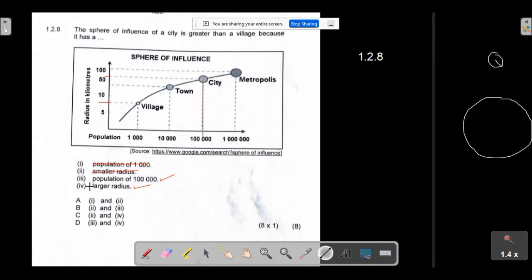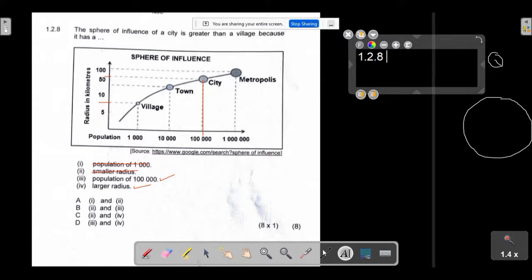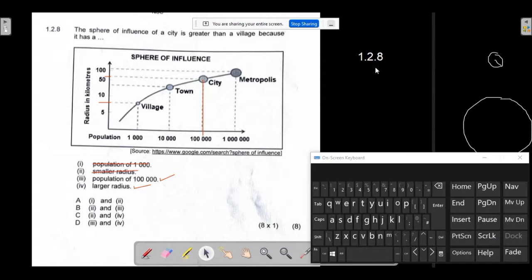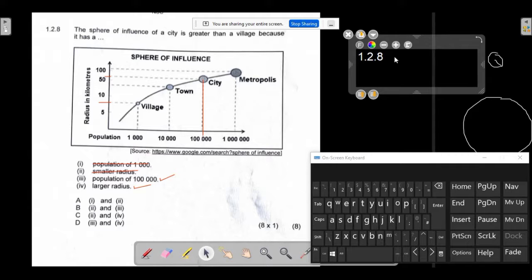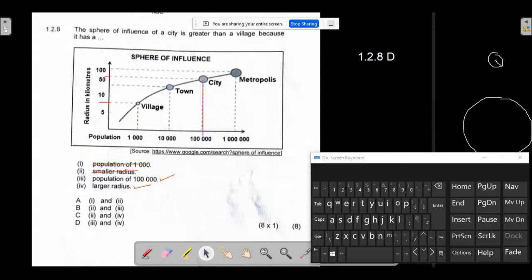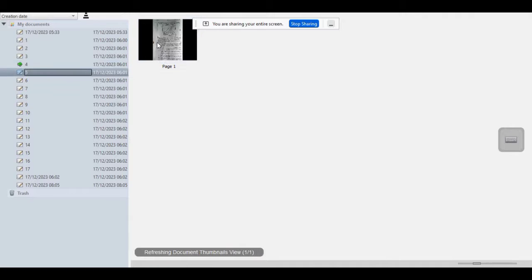So we are going with Roman figure 3 and 4. Of course, that corresponds with which option? A, no, not B, not C, it's D. So 1.2.8, we're going with D. All right, let's move on then, guys. So that is 1.2, we're done with 1.2. We're moving on to the next question.